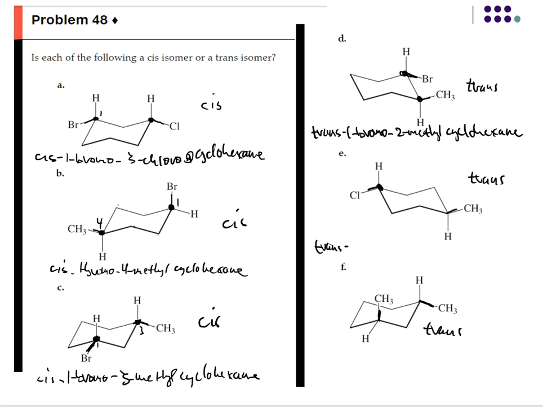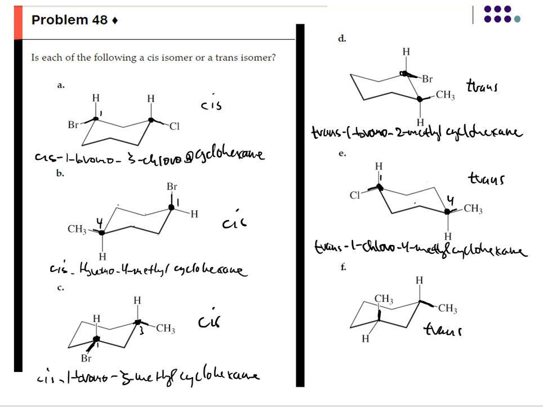Here's a chloro group and a methyl group. I'm probably going to number closest to my halogen. There's number 1, so this is 1-chloro. This is 2, 3, 4, and the other way is 2, 3, 4. It's going to get a 4 no matter what. So 4-methylcyclohexane.